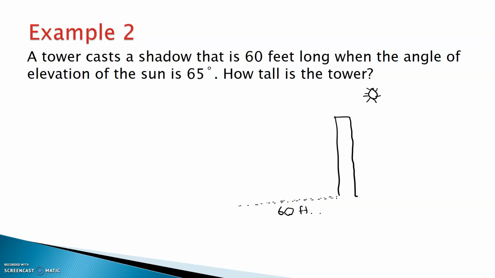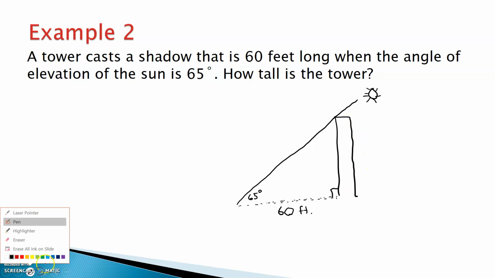Okay. And then it's asking when the angle of elevation of the sun is 65 degrees. So again, that angle that it's creating, all the way up to that sun, it's 65 degrees. And again, notice inside here I have my nice right triangle. It's saying how tall is that tower? I want to figure out this piece on the right over here. How tall is my tower?